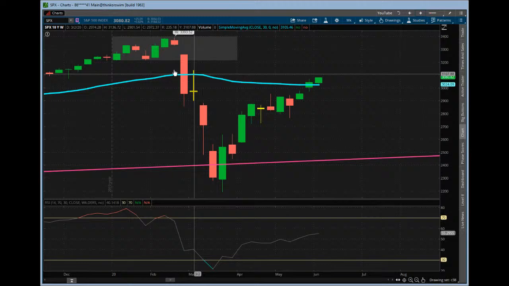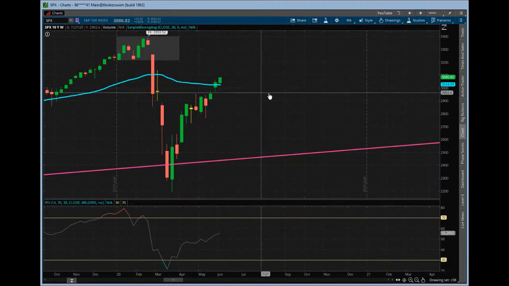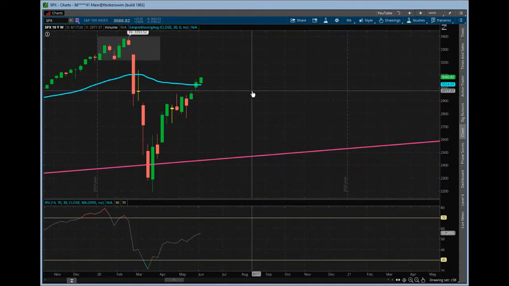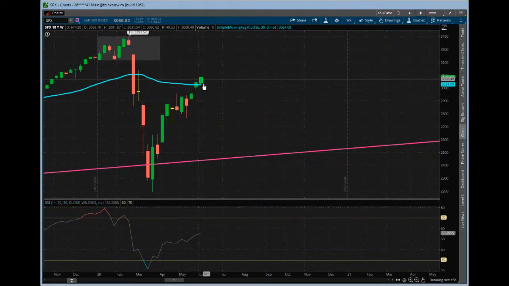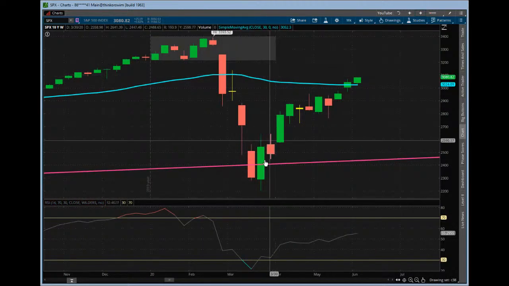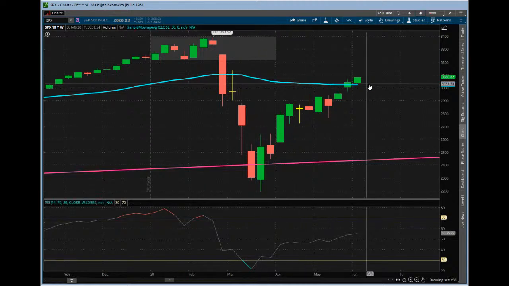Weekly chart. We are above the 30 weekly moving average, which is awesome, right? Change of composure back into Bullville, right? But we still have the rest of the week left to see how this candle closes, but so far so good. Remember, this all started with this bullish engulfing candle right here when RSI was oversold, and then really worked its way up nicely from there.